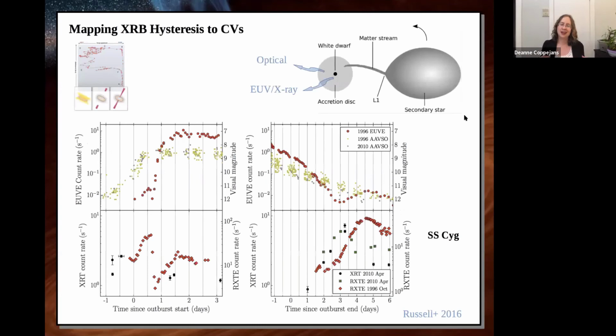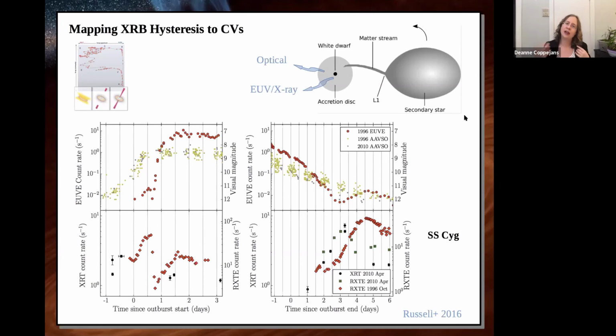So in 2008, Körding et al. compared the outbursts of cataclysmic variables to X-ray binaries. Now, they have the same outburst mechanism and they show similar phenomenology. So in theory, they could be moving through the same accretion states. The key difference here is that the disks in CVs emit at optical wavelengths, not X-rays, and the inner accretion flow emits at EUV or X-rays.